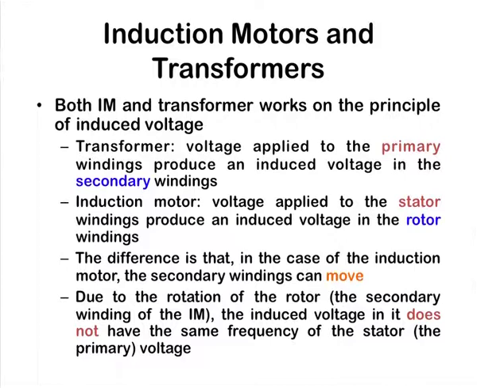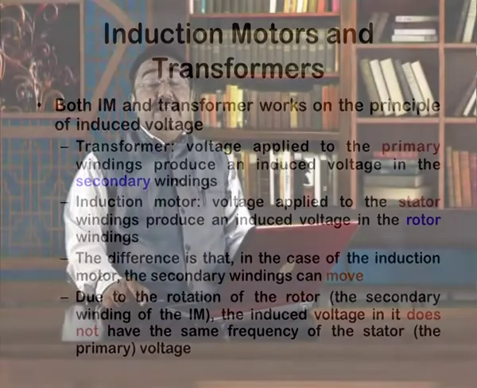The difference is that in the case of the induction motor, the secondary winding can move because it rotates, and due to the rotation of the rotor, the induced voltage in it does not have the same frequency as the stator voltage. While in the case of the transformer, we found that the induced voltage has the same frequency as that of the primary voltage source, but in this case this is not so.